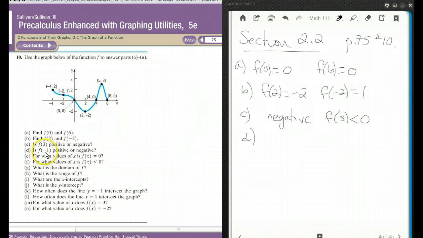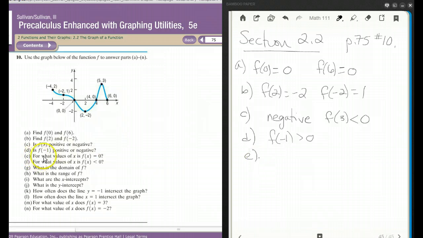Okay, what about f of negative 1? Well, let's go to the input negative 1. Where would we be on the graph? We would be right there, right? That would be the point negative 1 comma something, but notice we moved up above the x-axis to get to that point on the graph, which means f of negative 1 is positive. Okay, good. Let's keep going.